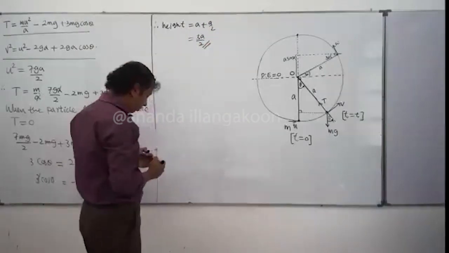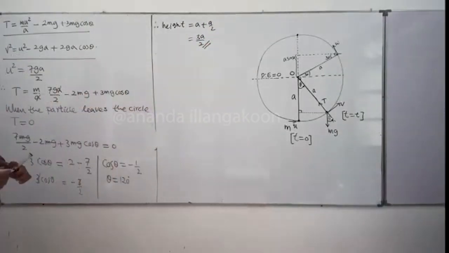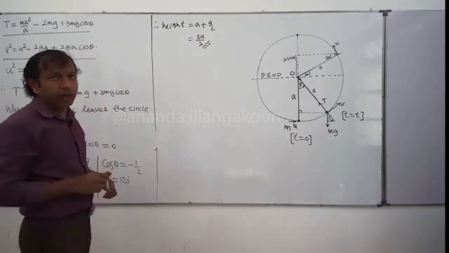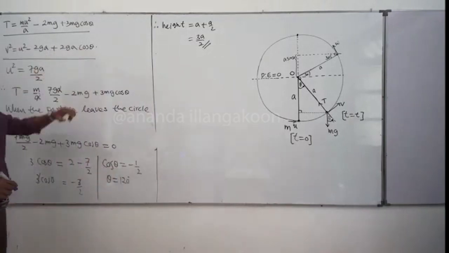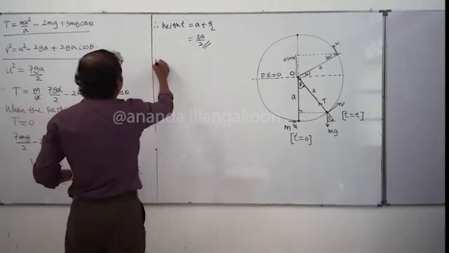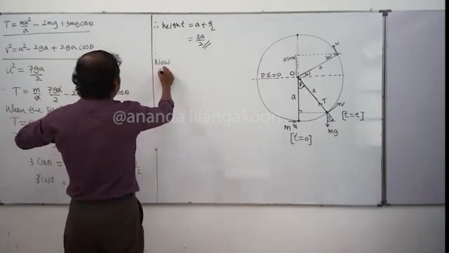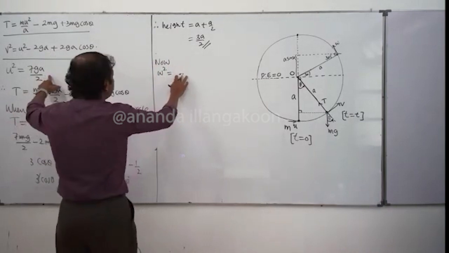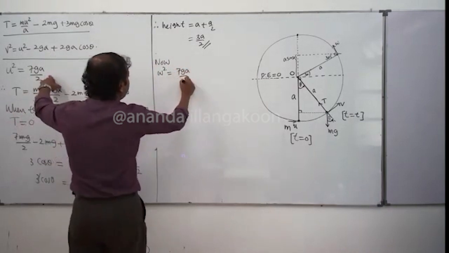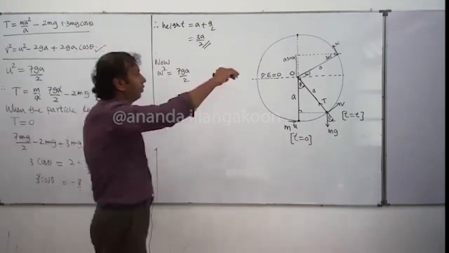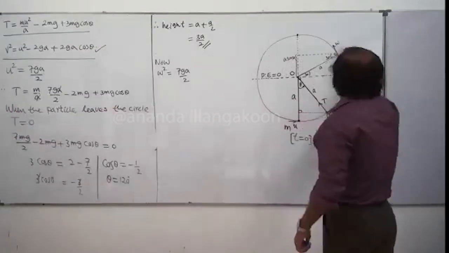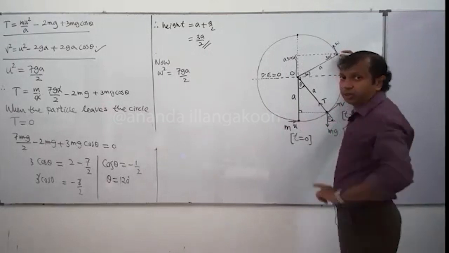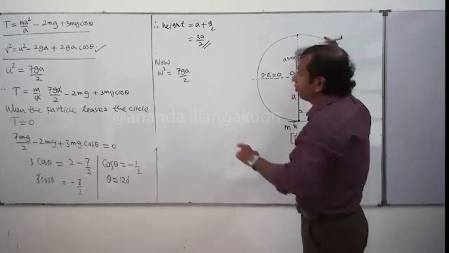That is okay. Next thing, we need to find that W, the velocity at that moment. That can be found putting that theta 120 here. Okay. Now you can write W square. Substituting U square is what? 7GA by 2. Right? I use this equation, people, to find the velocity of the particle at this point. That is when the particle leaves the circle. That velocity V I took as W.